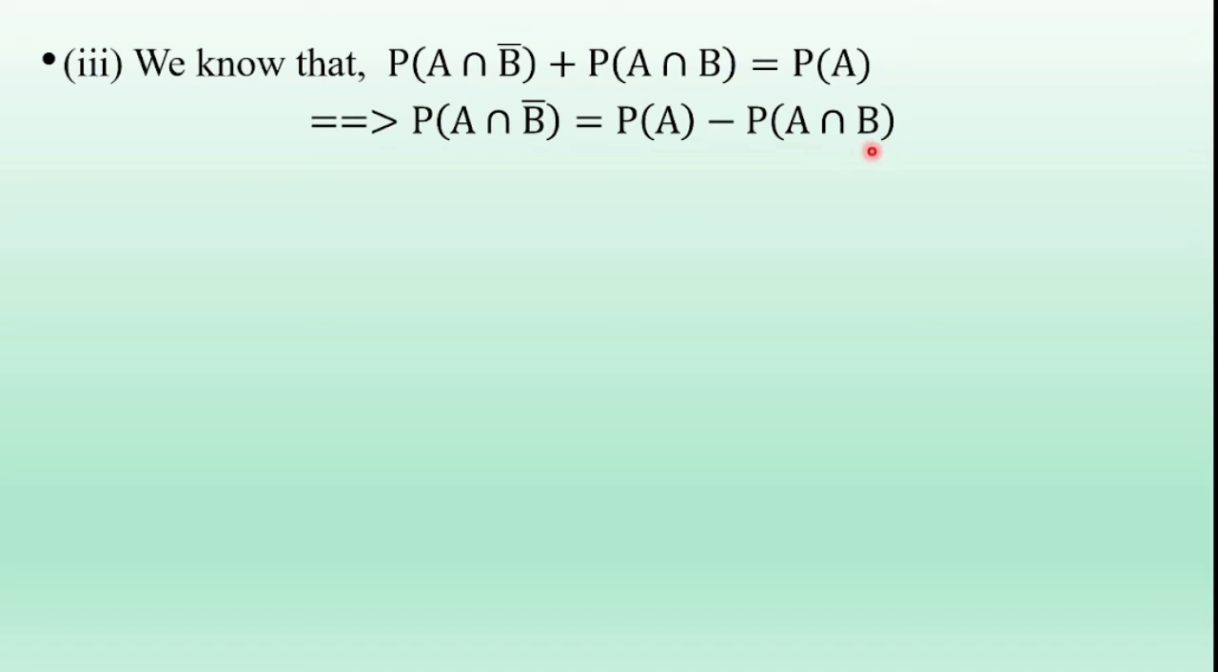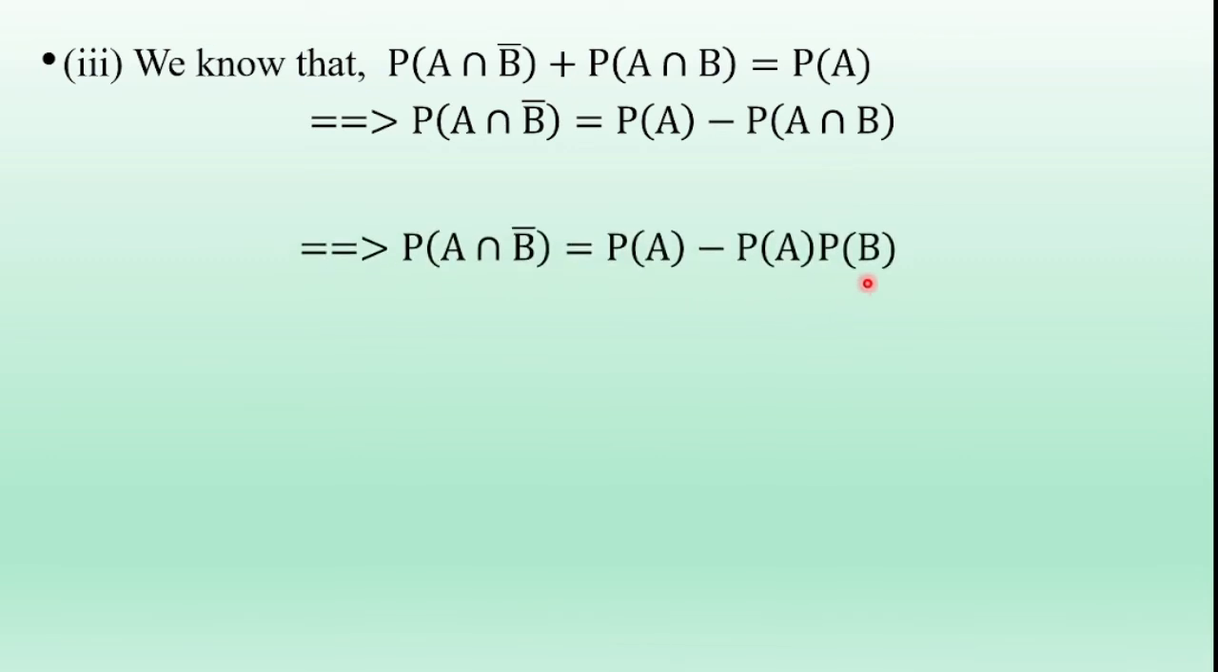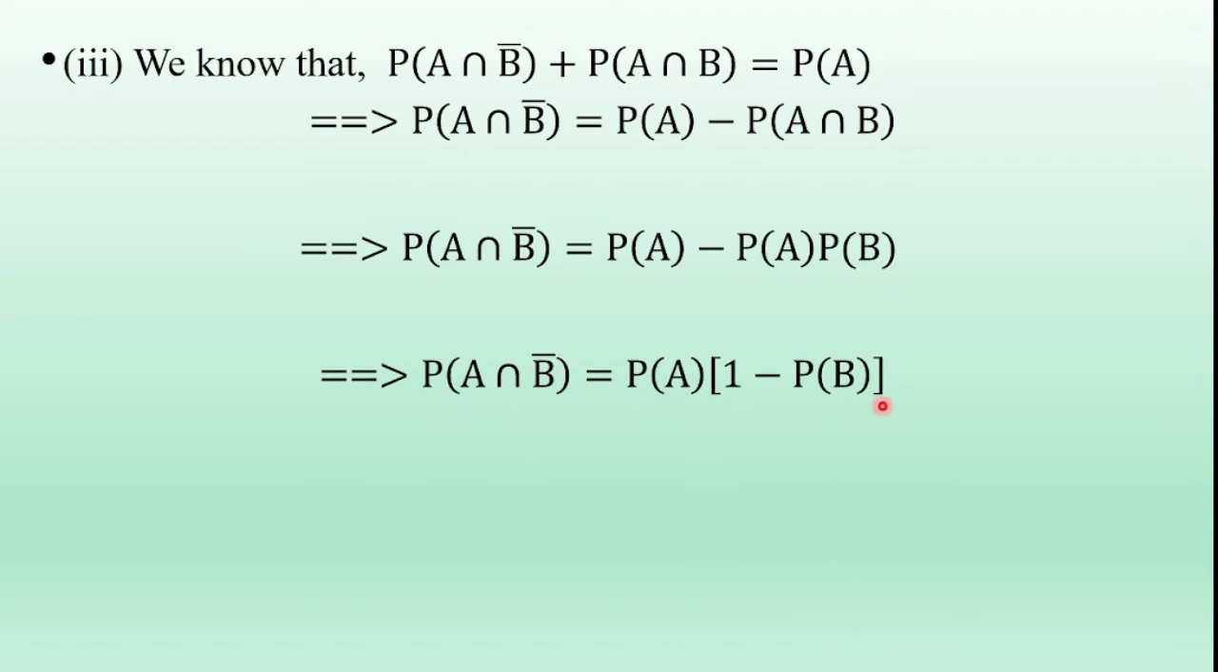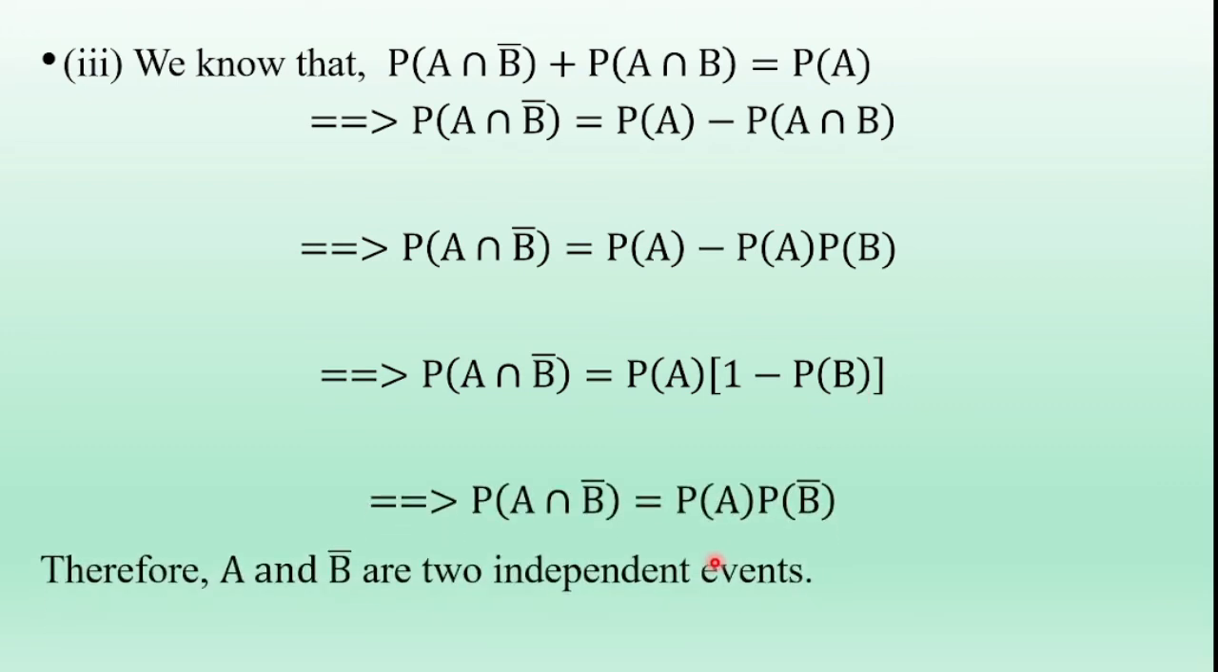A and B are independent events, so probability of A intersection B is probability of A into probability of B. On the RHS side, take the common probability of A. We have probability of A into 1 minus probability of B. 1 minus probability of B is probability of B bar. So from this equation, we can conclude that the events A and B bar are independent events.